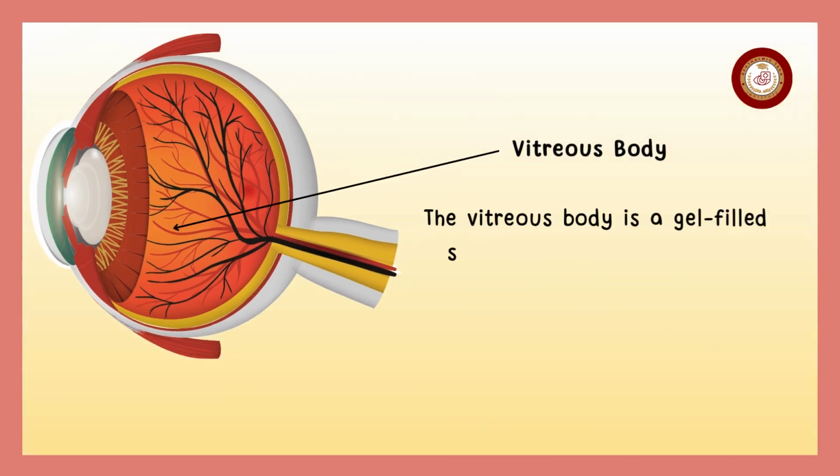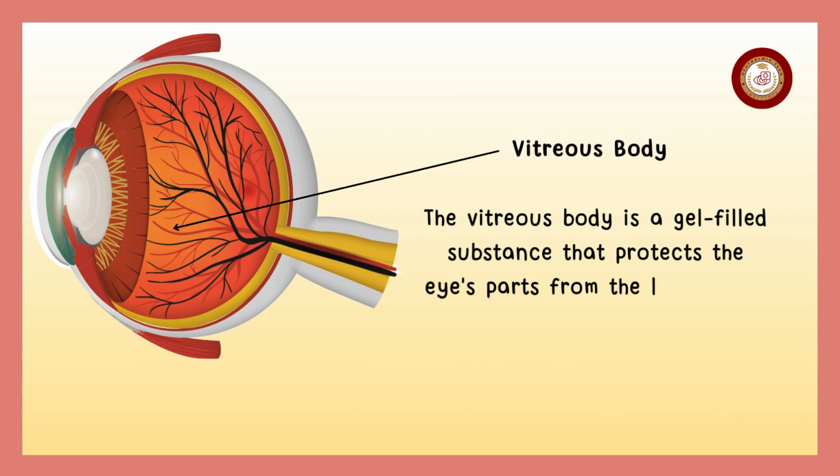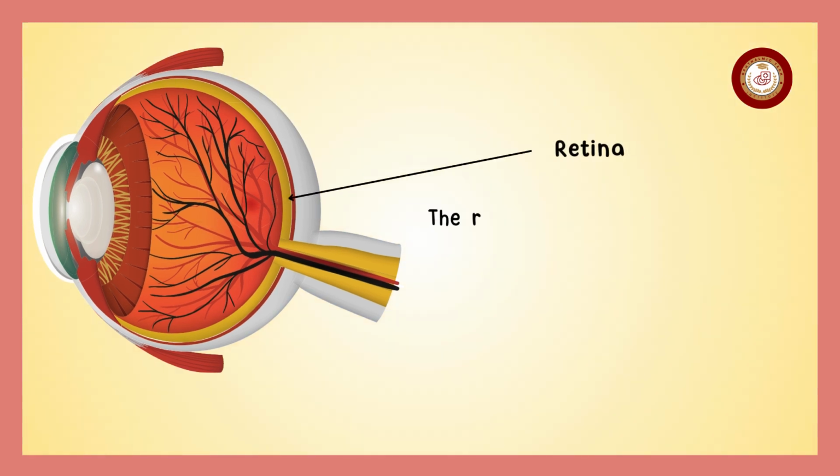The vitreous body, another big part of the eye, is a gel-filled substance that protects the eye parts from the lens to the retina. The vitreous body is kind of like a jelly, a gel-filled substance, and it is a kind of big blob that sits in the middle of the eye, keeping it formed, keeping it firm.